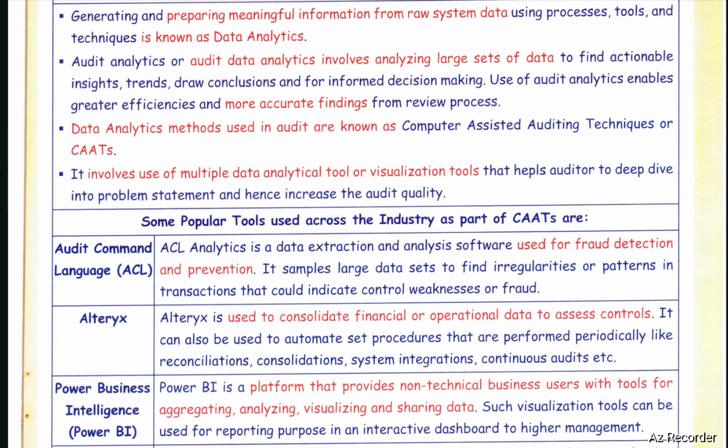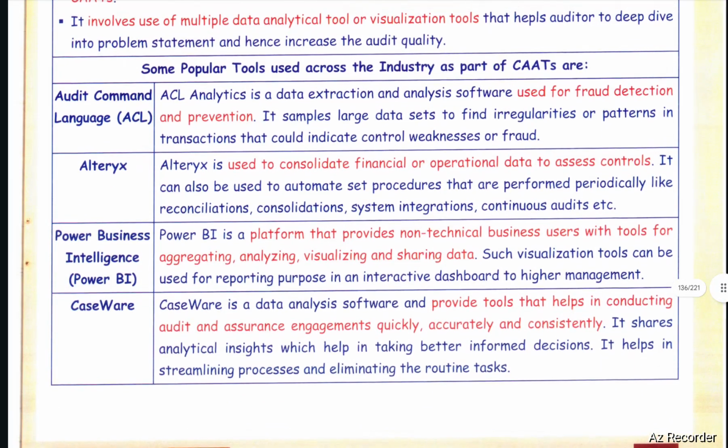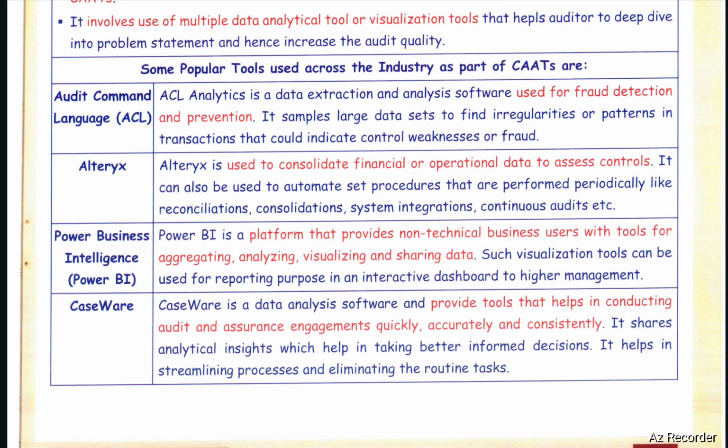Data analytics methods used in audit are known as computer assisted auditing techniques or CATs. It involves use of multiple data analytical tools or visualization tools that help the auditor to deep dive into the problem statement and hence increase the audit quality. Some popular tools used across the industry as a part of CATs are: first one, Audit Command Language, ACL. ACL Analytics is a data extraction and analysis software used for fraud detection and prevention.